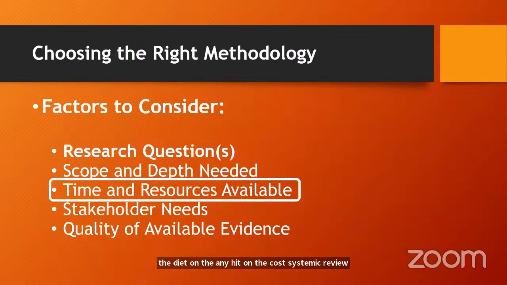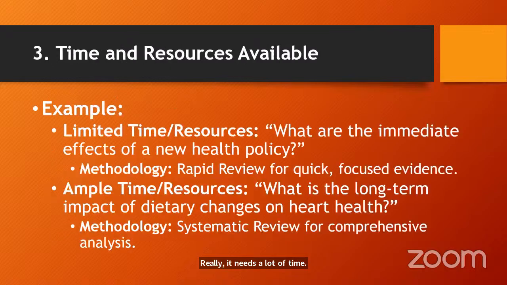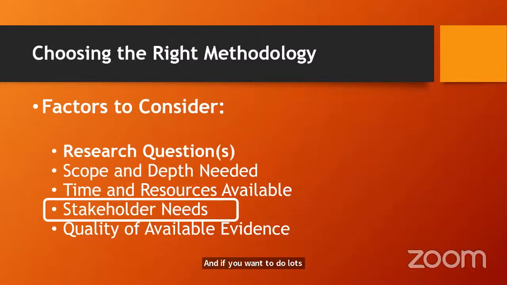Another one is the time and resources available. A systematic review needs lots of time and lots of resources. So if you have limited time, then you can use a rapid review. And if you have lots of time, you can do a systematic review.